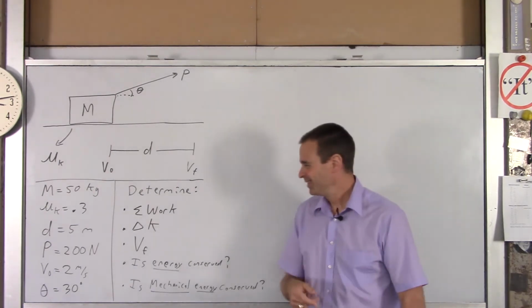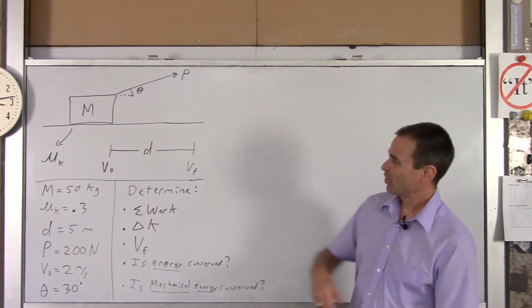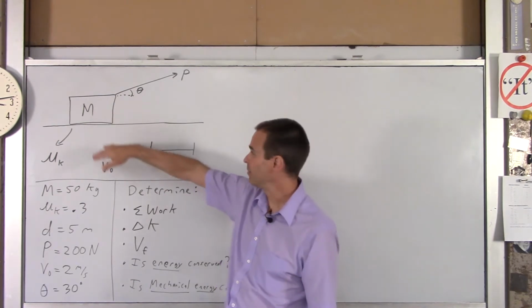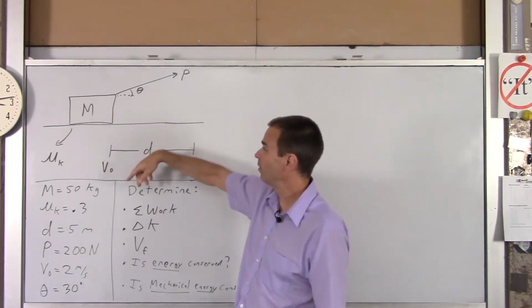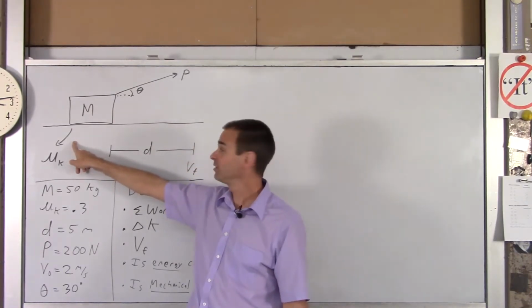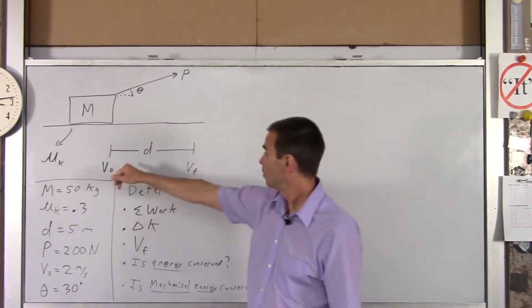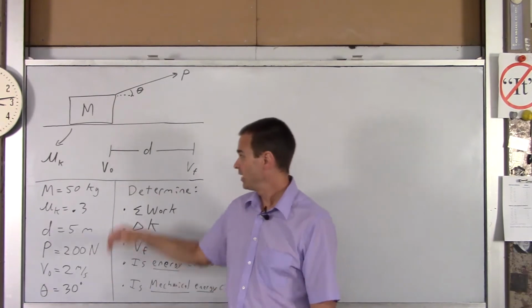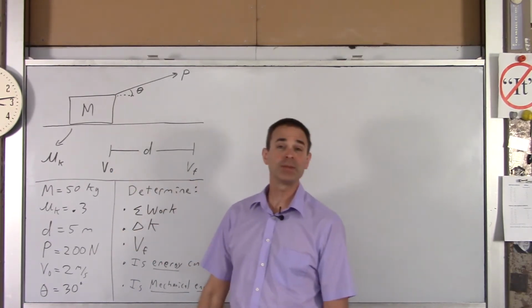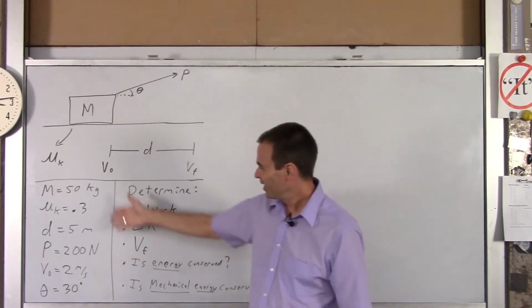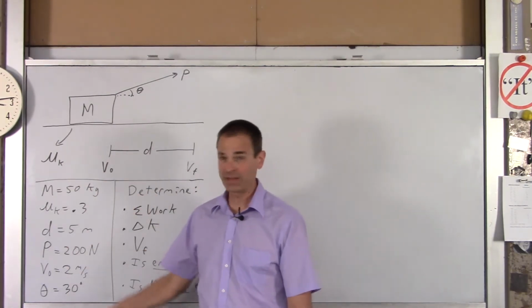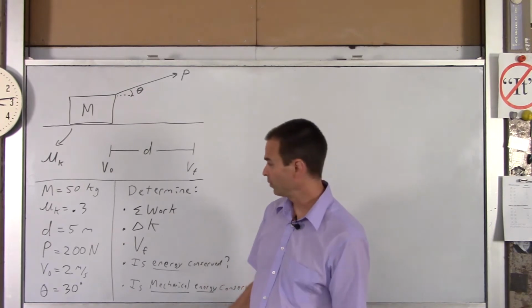All right, you're good. All right, so we're lugging a crate. Got a mass, we're pulling it with some force, we'll call it P for pull, at some angle. There's a kinetic friction between the crate and the ground. We're going to drag it some distance d. At the beginning of the motion, the box is already moving, and we're going to ask you a whole bunch of questions. So here's your data. These are the numerical values for all those things I told you about.